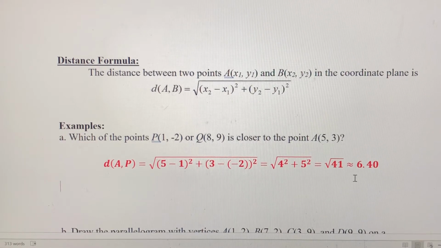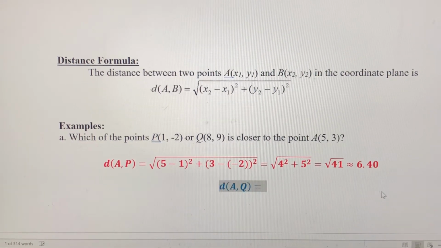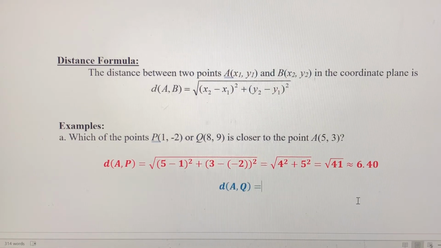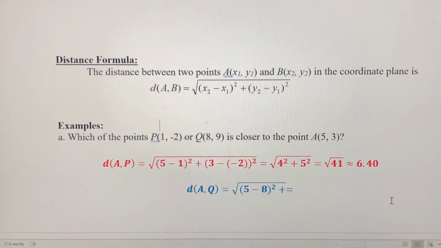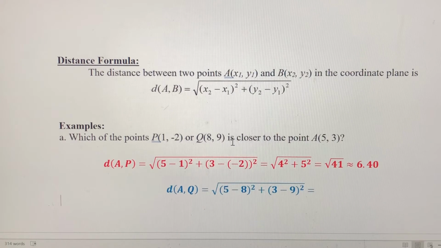All right. So now let's find the distance from A to Q. So this time I'm going to plug in the coordinates for A to the distance formula and the coordinates for Q to the formula as well. So difference of the x coordinates, so I'm going to do 5 minus 8. Okay. Then I'm going to subtract the y coordinates from one another, 3 minus 9.